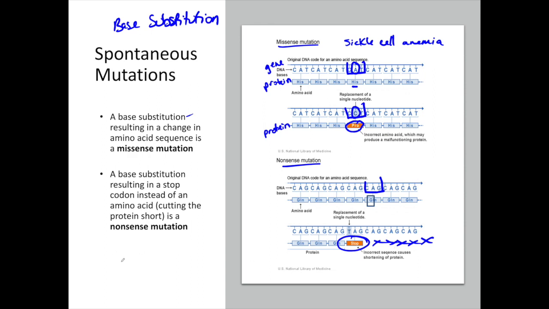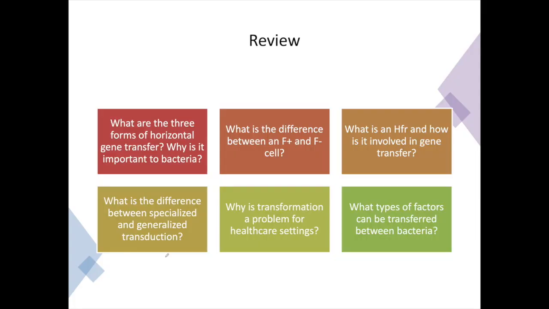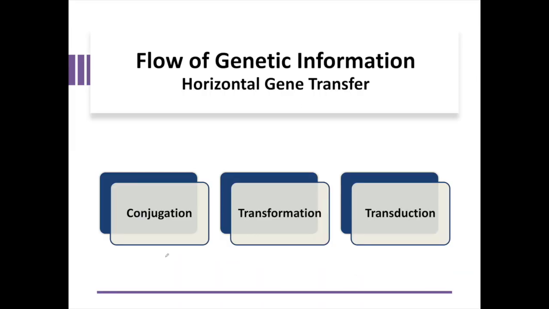Now, the last form of base substitution that I don't have an example of here is a silent mutation. In a silent mutation, we are substituting one base for another, but in doing so, we have no change in the actual codon or in the actual amino acid that codon is encoding for. So let's go back to our codon table, and I'll show you what I mean on a silent.